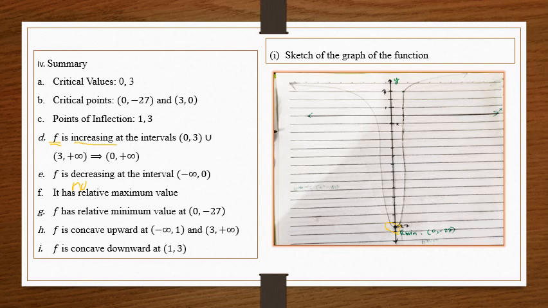Since it is concave upward from negative infinity, right? This is our negative infinity, heading toward 1. So it goes upward toward 1. Coming from the relative minimum, it goes up from there. And then it also goes up from 3 to positive infinity. And then it is concave downward between 1 and 3. So, this is our point 1, 3. It goes downward here, right? Okay, so concave downward.